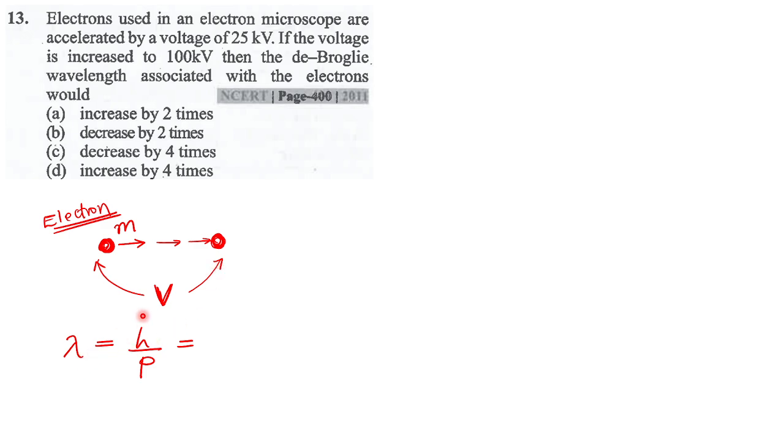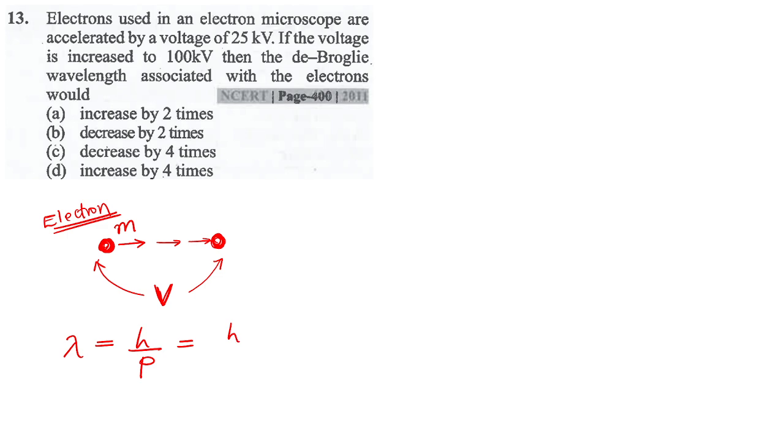Initially we are applying a potential difference of 25 kilovolt. Later, we change the potential difference to 100 kilovolt. So we have to compare the wavelength in both cases. Since the electron is moving, it has some wavelength. Lambda equals h by p, correct? But p I don't know, because the velocity of the electron is not given.